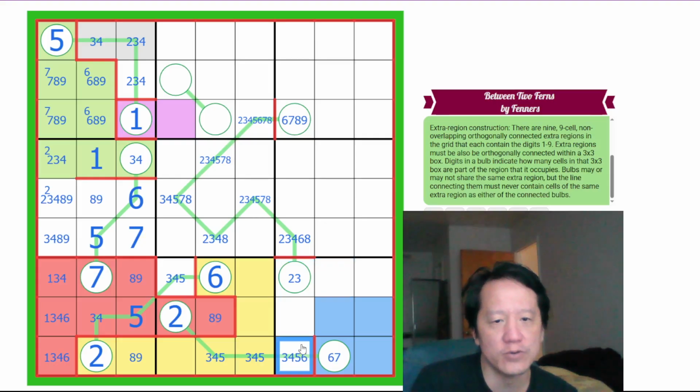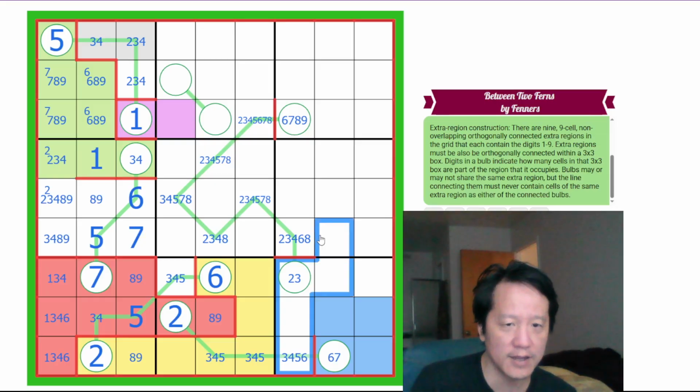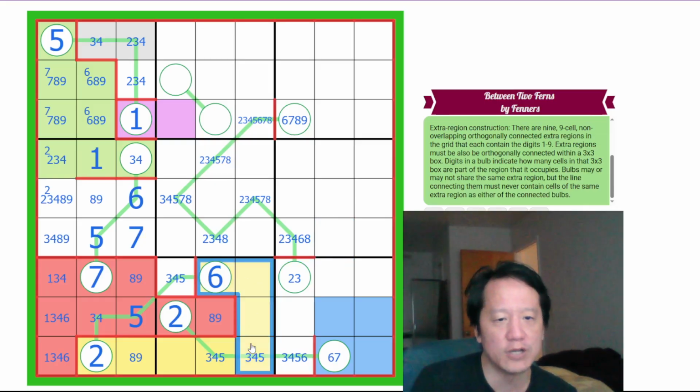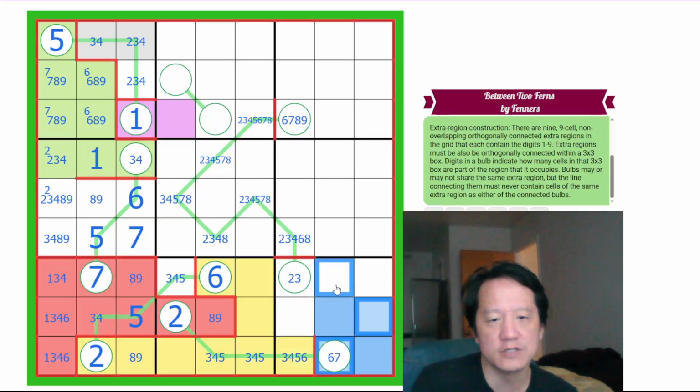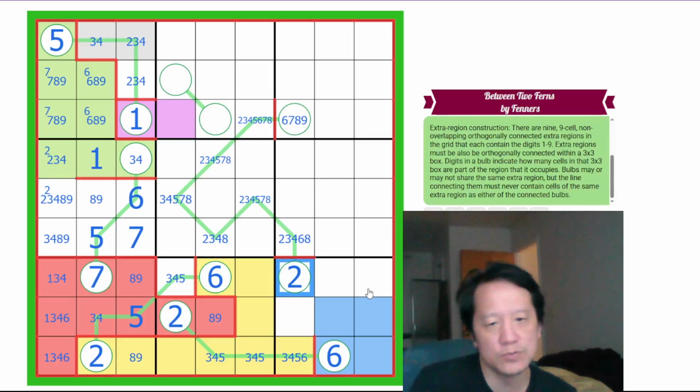This has to be part of, oh. So this cannot be part of this region, because that would then be 3, and then it can't exit out, because that would not be part of yellow, because yellow already has 8 cells in it. So this has to be part of yellow, which means this can only be 6 here and 2 here. So this is 6, this is 2.